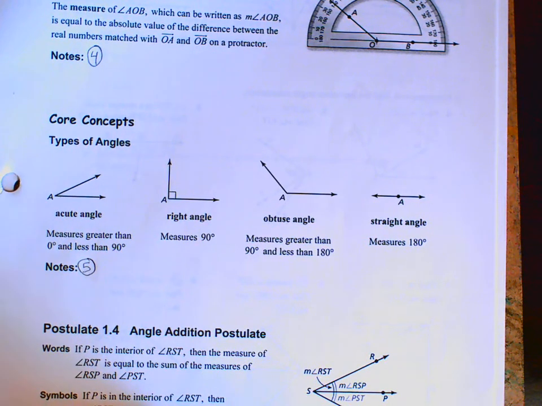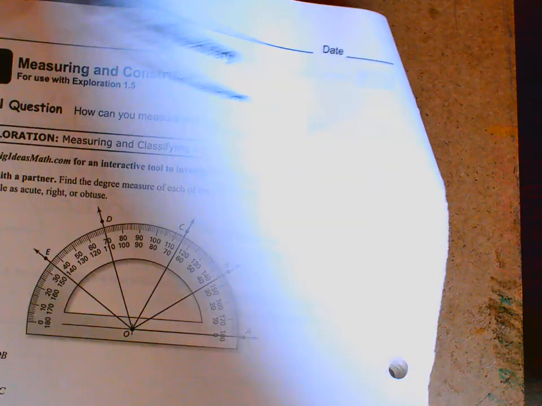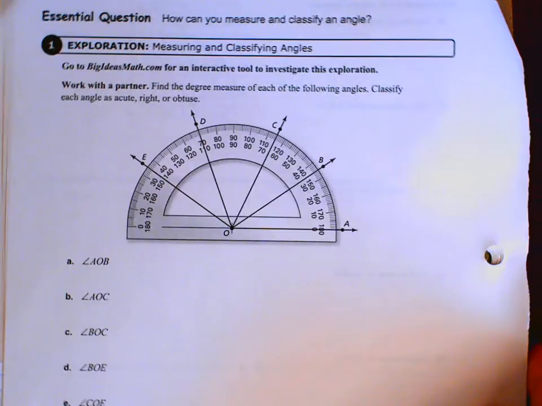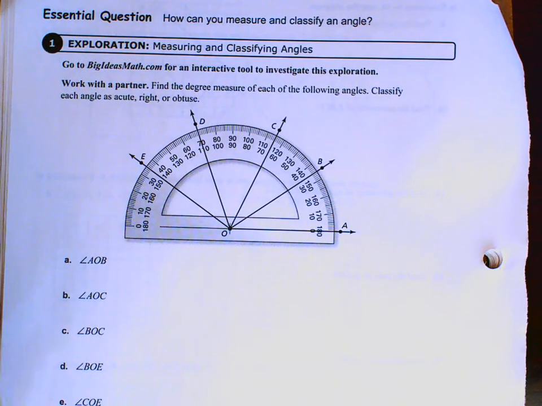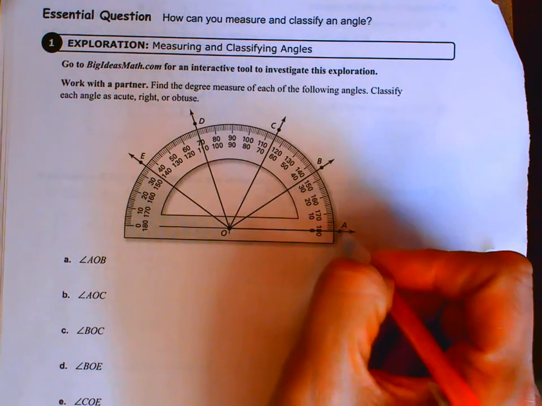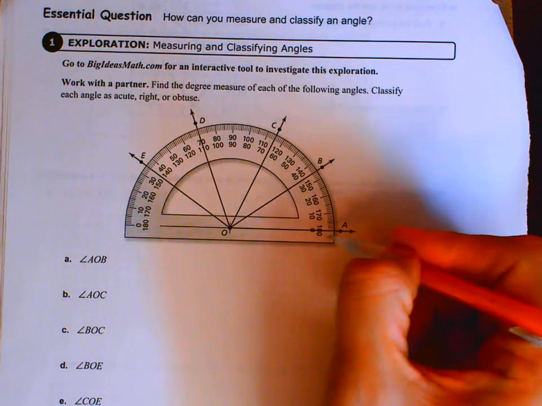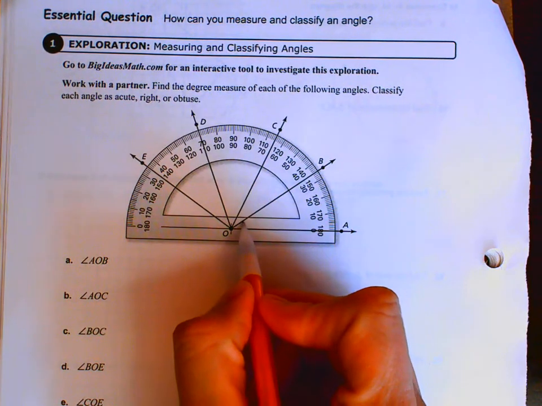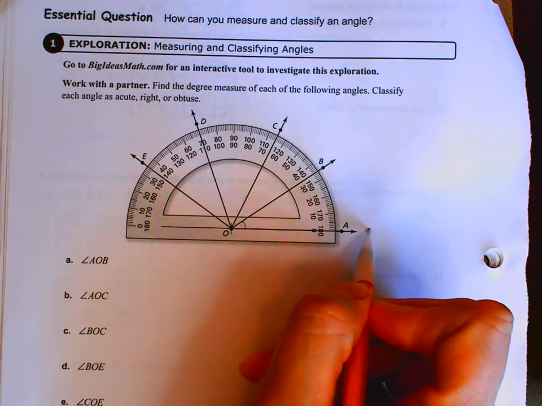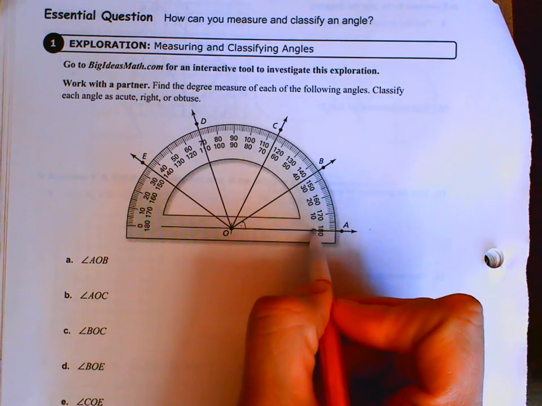So let's go back to the exploration. Let's go to page 22. Now what you see here is a protractor. A protractor is used to measure angles. So before we do that, I always want to look at each individual one of these angles. Now, since I am reading this angle, for example, the angle is facing the right, so I'm going to use the lower part of the angles.